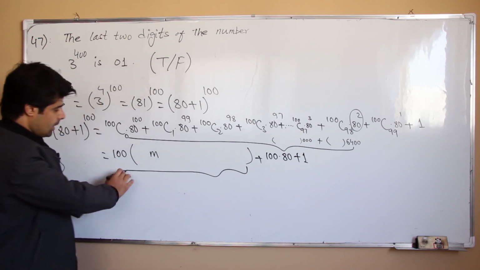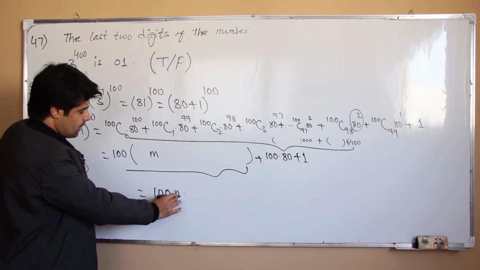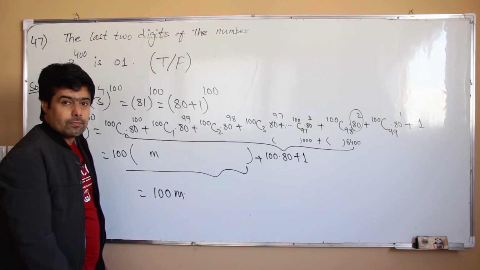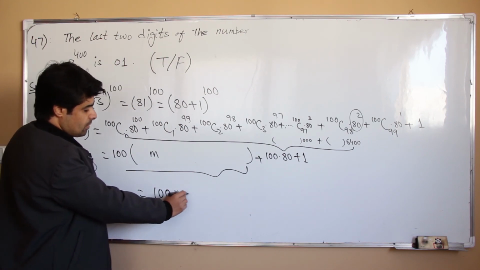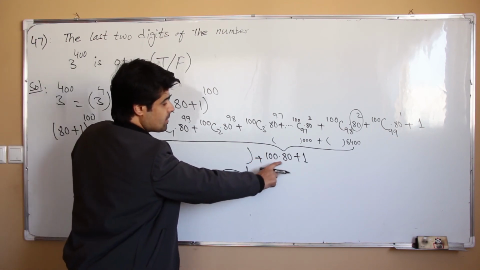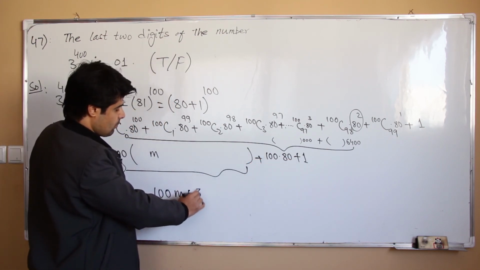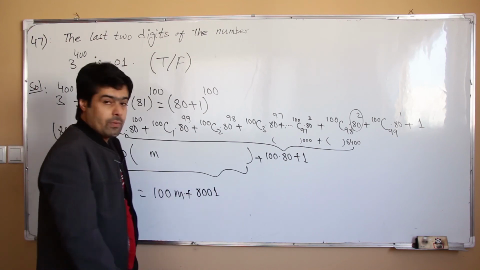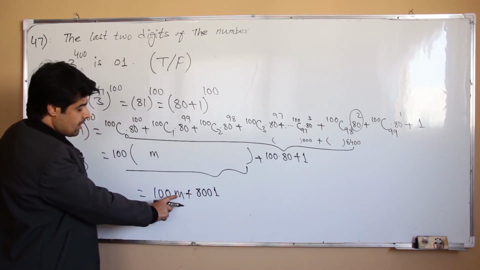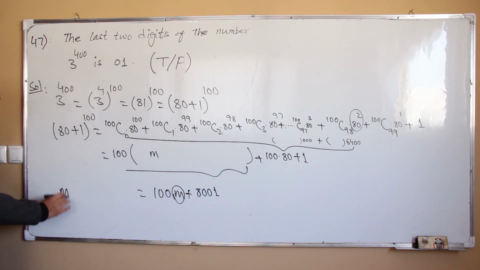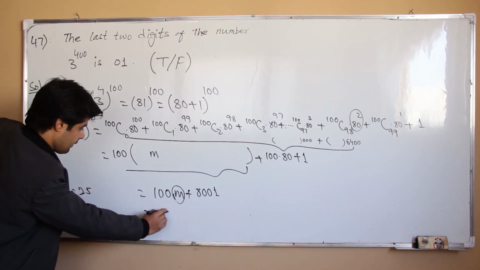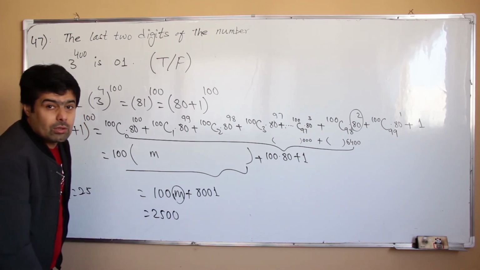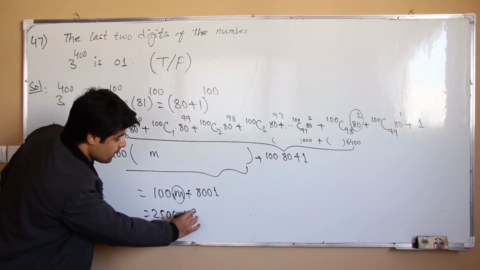Now this is 100m. This is a number which can be divided by 100, plus this one is 8000. 8000 plus 1, it's 8001. Now what does it mean? m is a number. For example, m is 25. If we multiply 25 with this one, it is 2500. Am I right or not? Yes. Plus 8001.